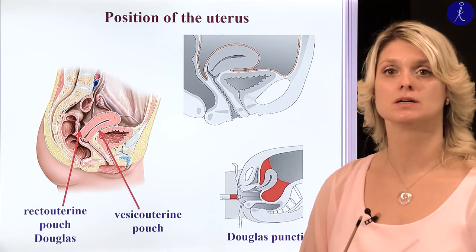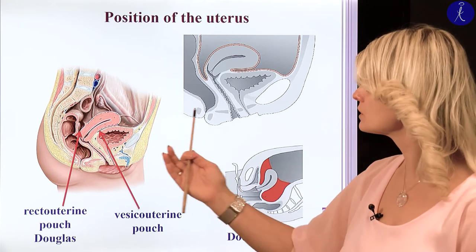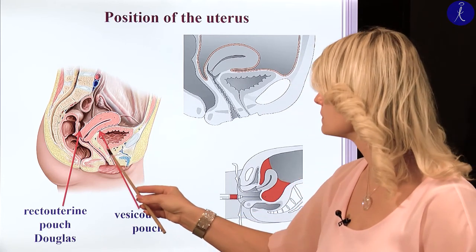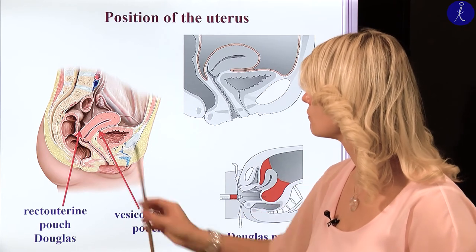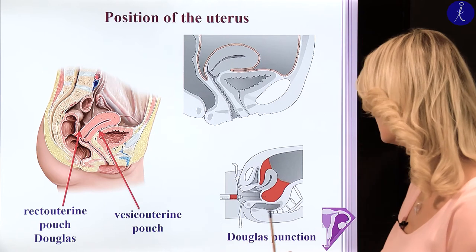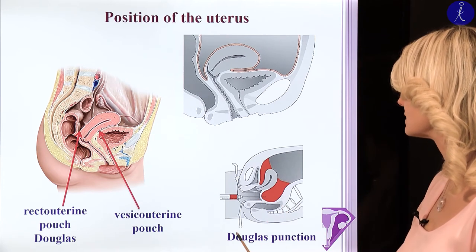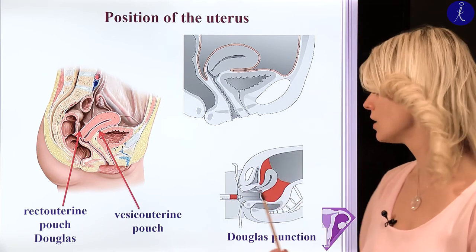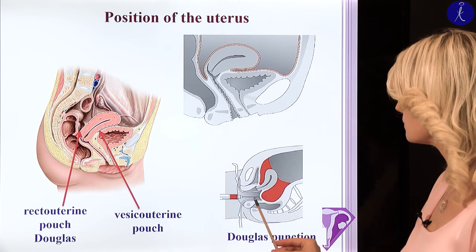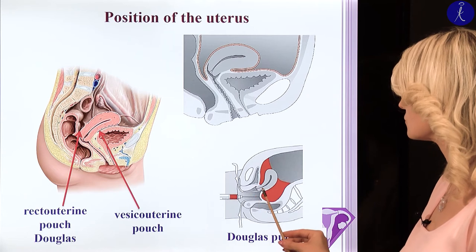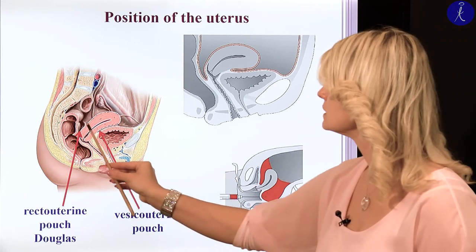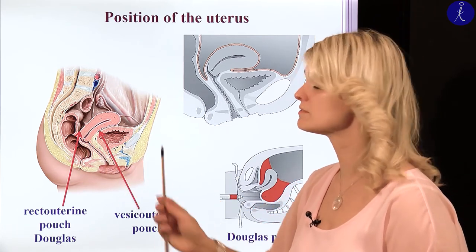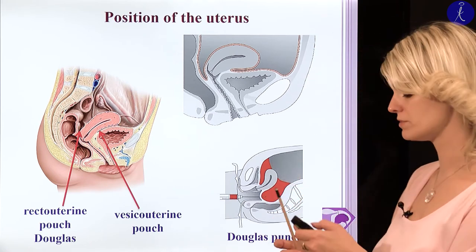So if we have blood or fluid there, this will be the way how we can do physical examination, and we can palpate it through the posterior wall of the vagina. And of course, now in clinical practice they do not use this therapeutic intervention, the Douglas puncture. But for you, it's important to know that the posterior wall of the vagina has a direct connection with the recto-uterine pouch, and this is the way how we can examine, during physical examination, the lowest part of the abdominal cavity.